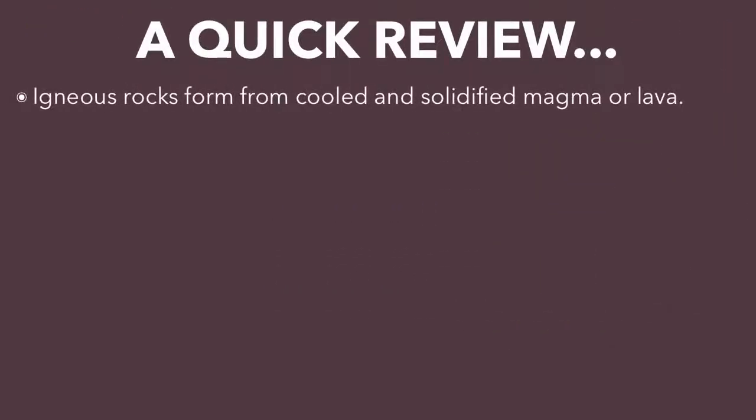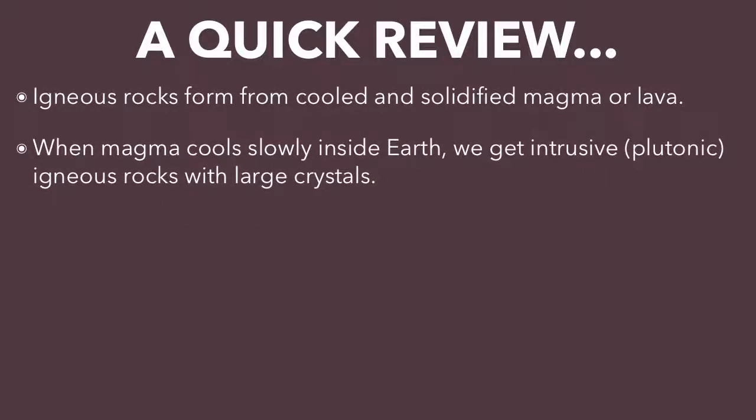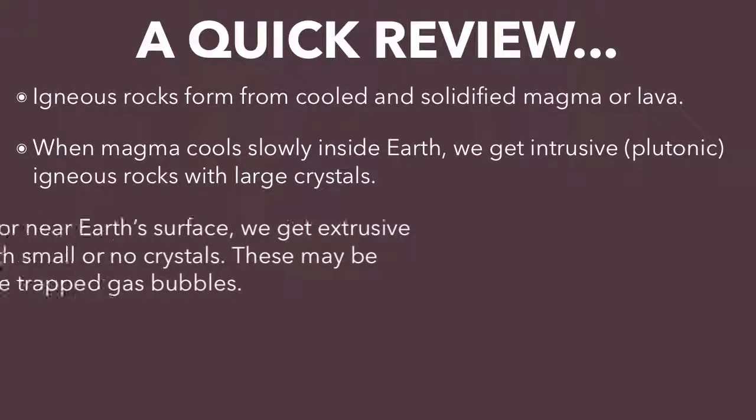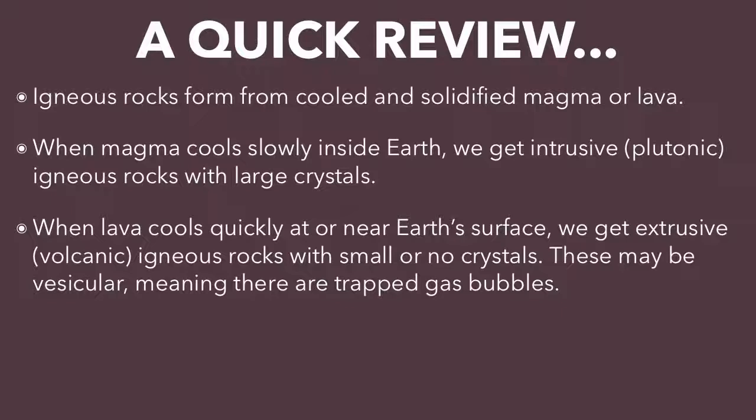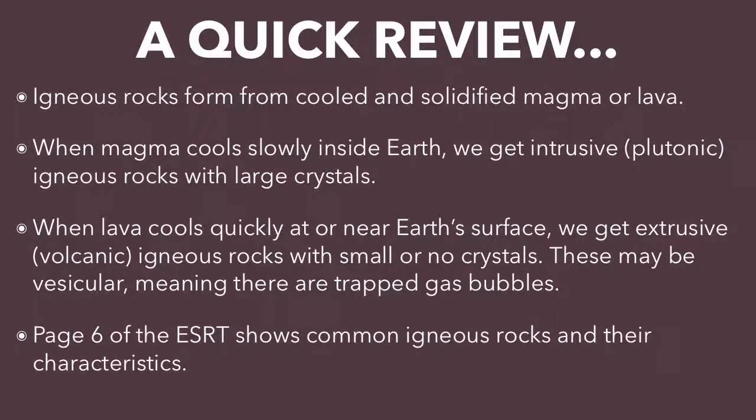So let's recap. A quick review. So igneous rocks form from cooled and solidified magma or lava. When it cools slowly inside the Earth, we get intrusive, sometimes called plutonic, igneous rocks, and they will have large crystals. When lava cools quickly at or near the surface, we'll get extrusive rocks, also called volcanic, that will have small or no crystals. They may be vesicular, meaning they have some trapped gas bubbles. Page 6 of the reference tables shows our common igneous rocks and their characteristics, and we'll be studying that chart in the coming days. Thanks.